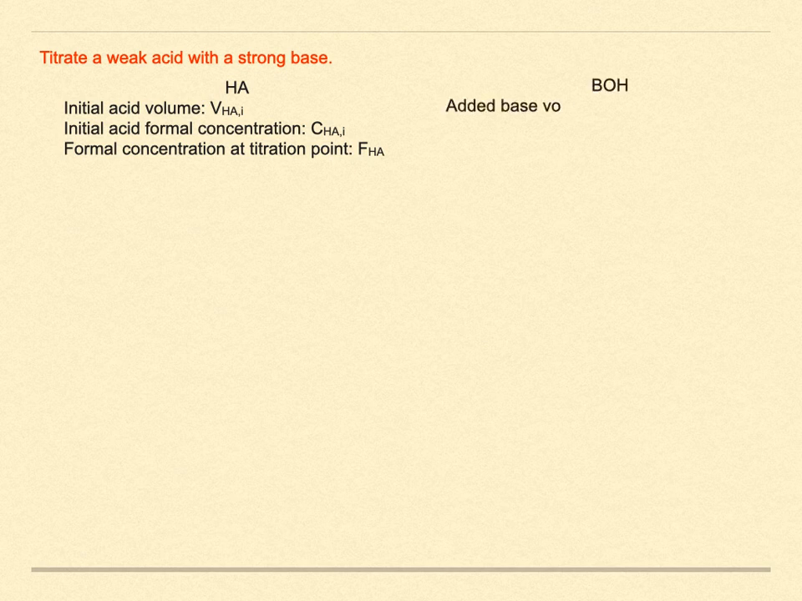The titrant is the strong base. We will abbreviate it as BOH. We will need to know the concentration of the titrant base. Now, this is the concentration in the burette, not what might be happening in the beaker in which we are titrating. We will also need to calculate the volume of added titrant at any point in the titration.